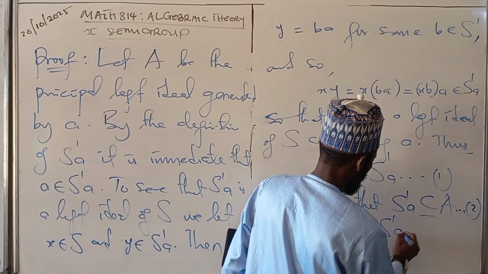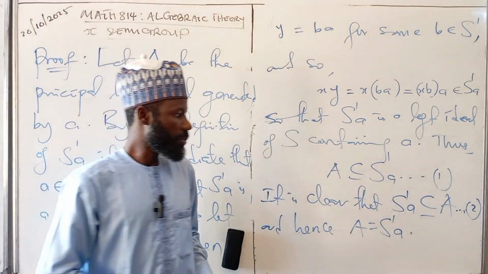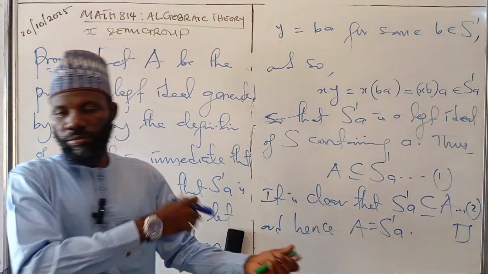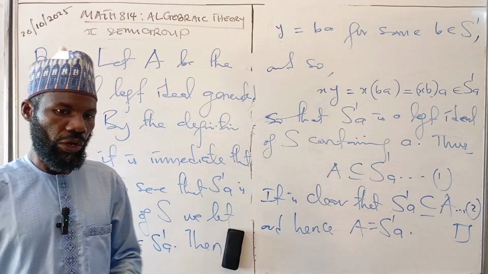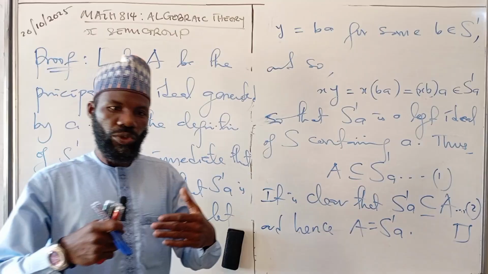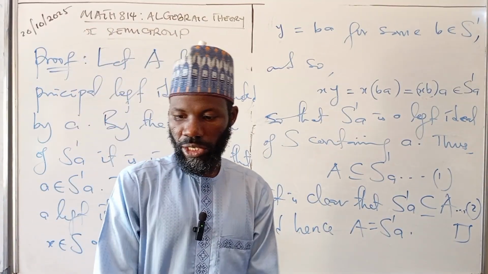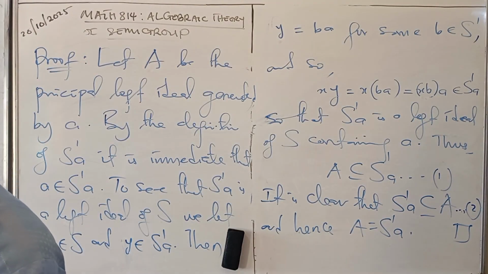Capital A is S1A. So this is the left ideal generated by A. The proof is similar for the other ideals, the right and two-sided ideals. I hope it's okay. So this is how you arrive at the principal left, right, and two-sided ideal generated by an element in the semigroup. Okay?